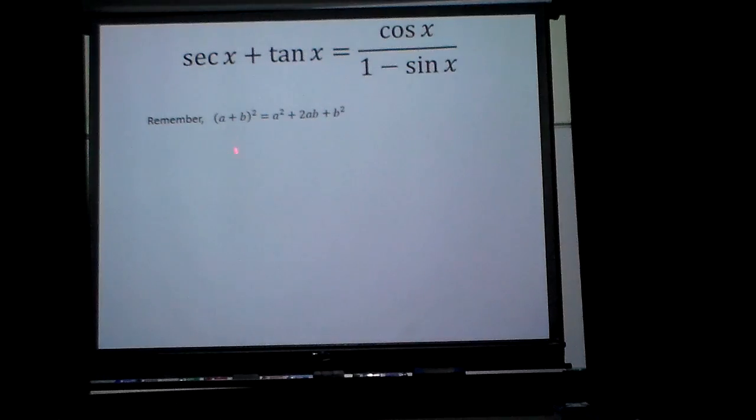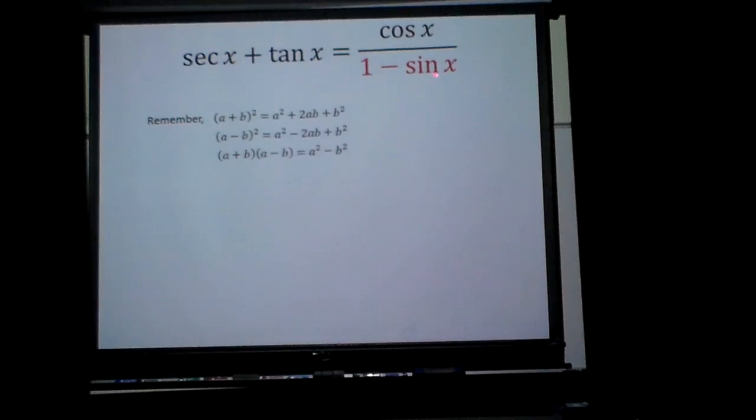Remember about factoring, if you have a plus b quantity squared, it equals a squared plus 2ab plus b squared. And if you have a minus b, it's the same thing except the middle term is negative 2ab. But here's the real key. If I have an a plus b times an a minus b, you get a squared minus what? b squared.